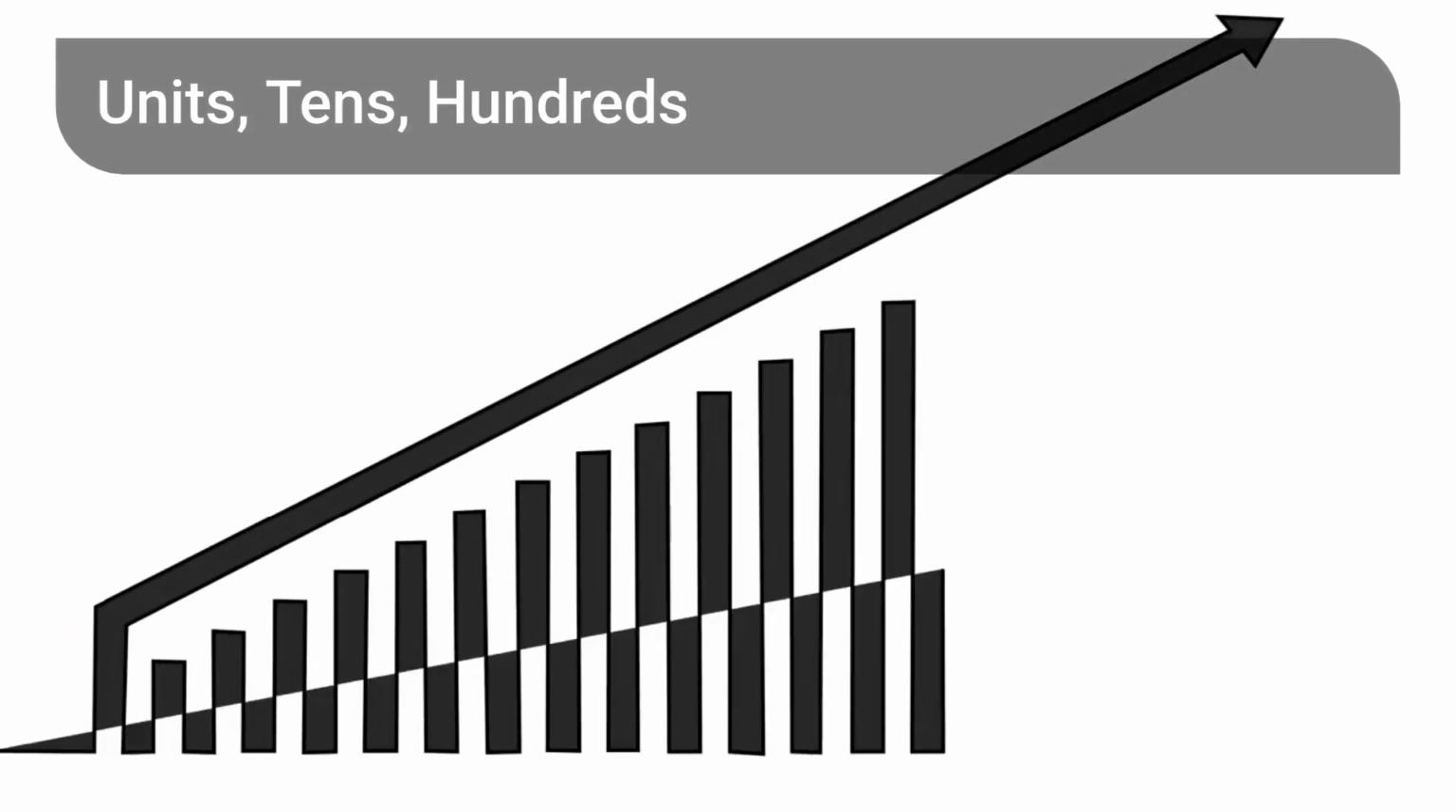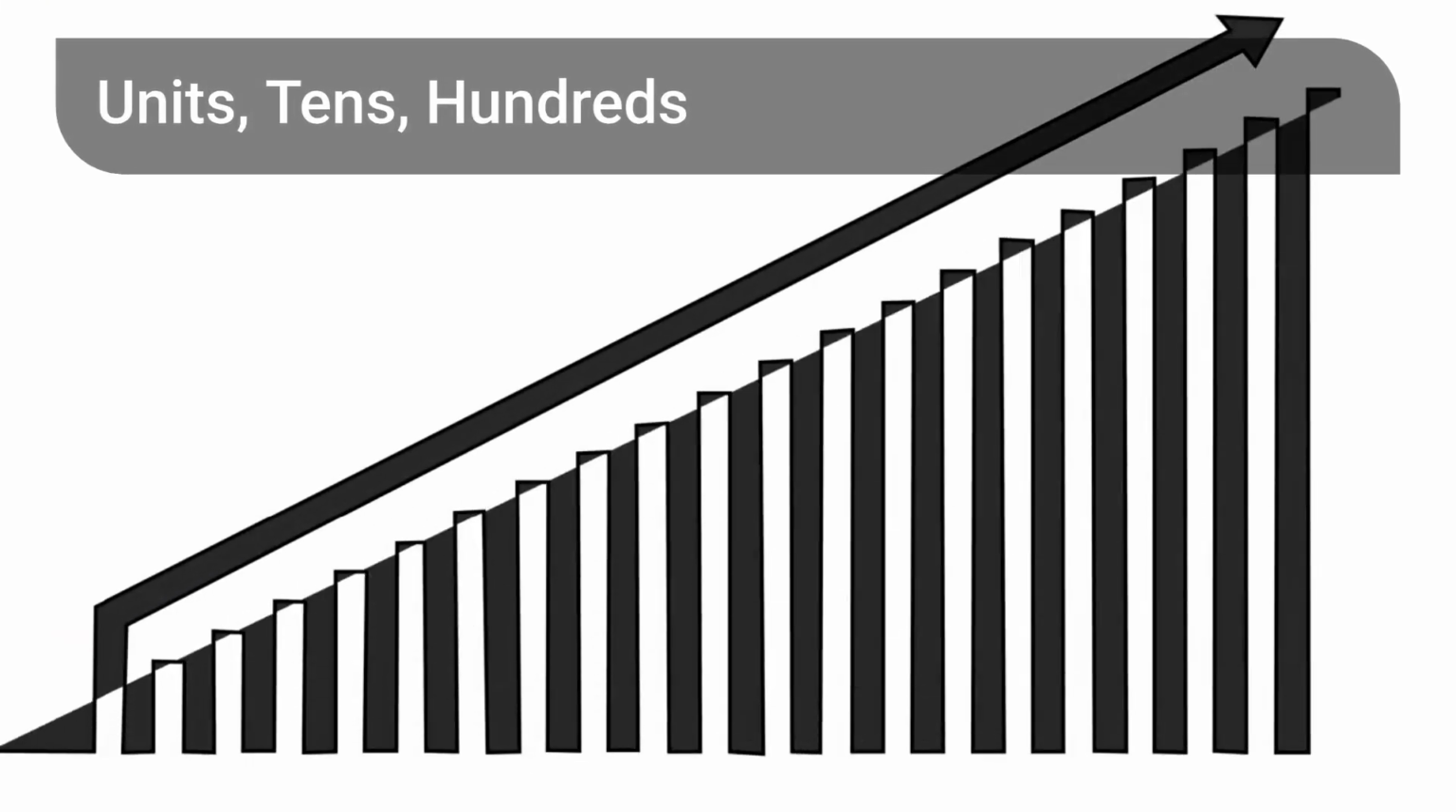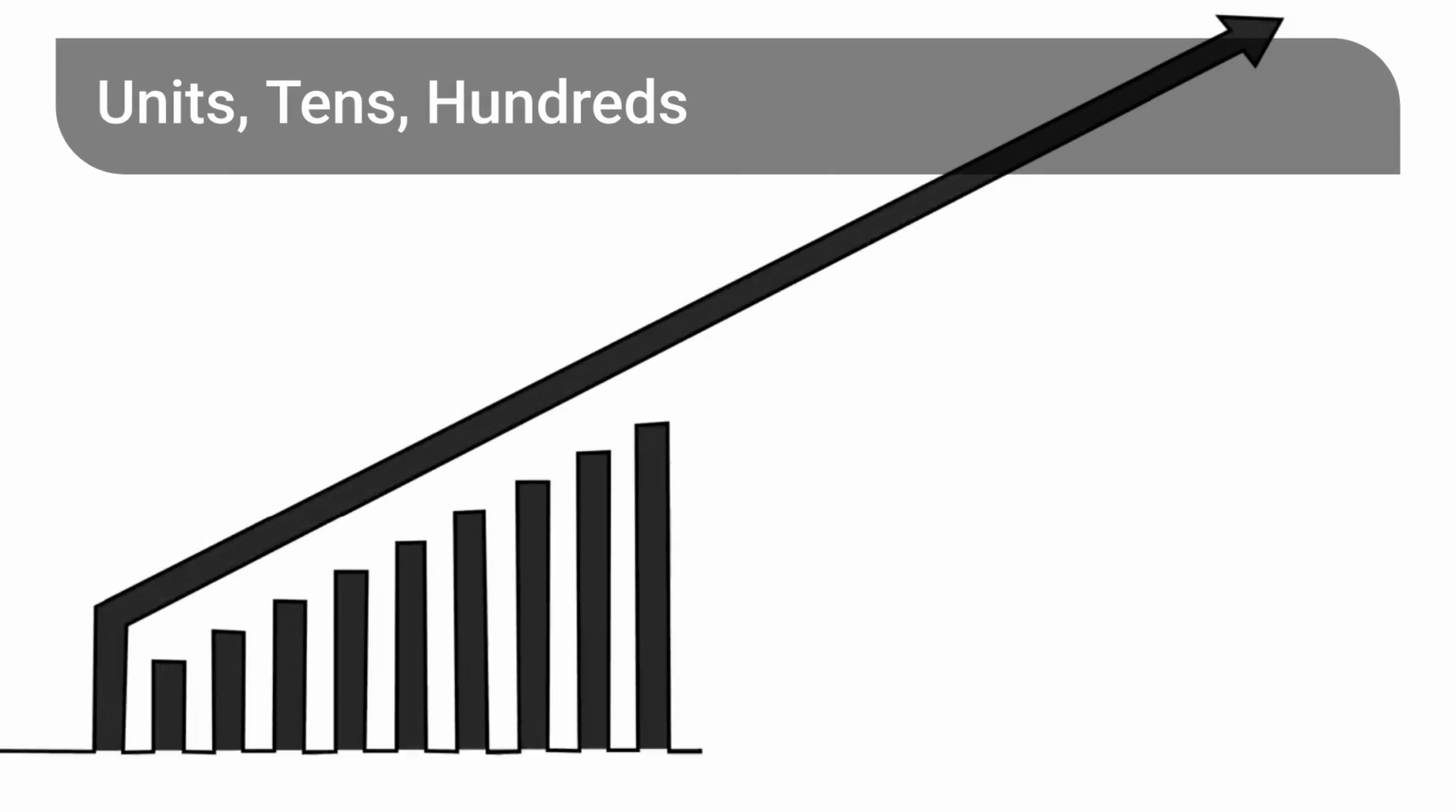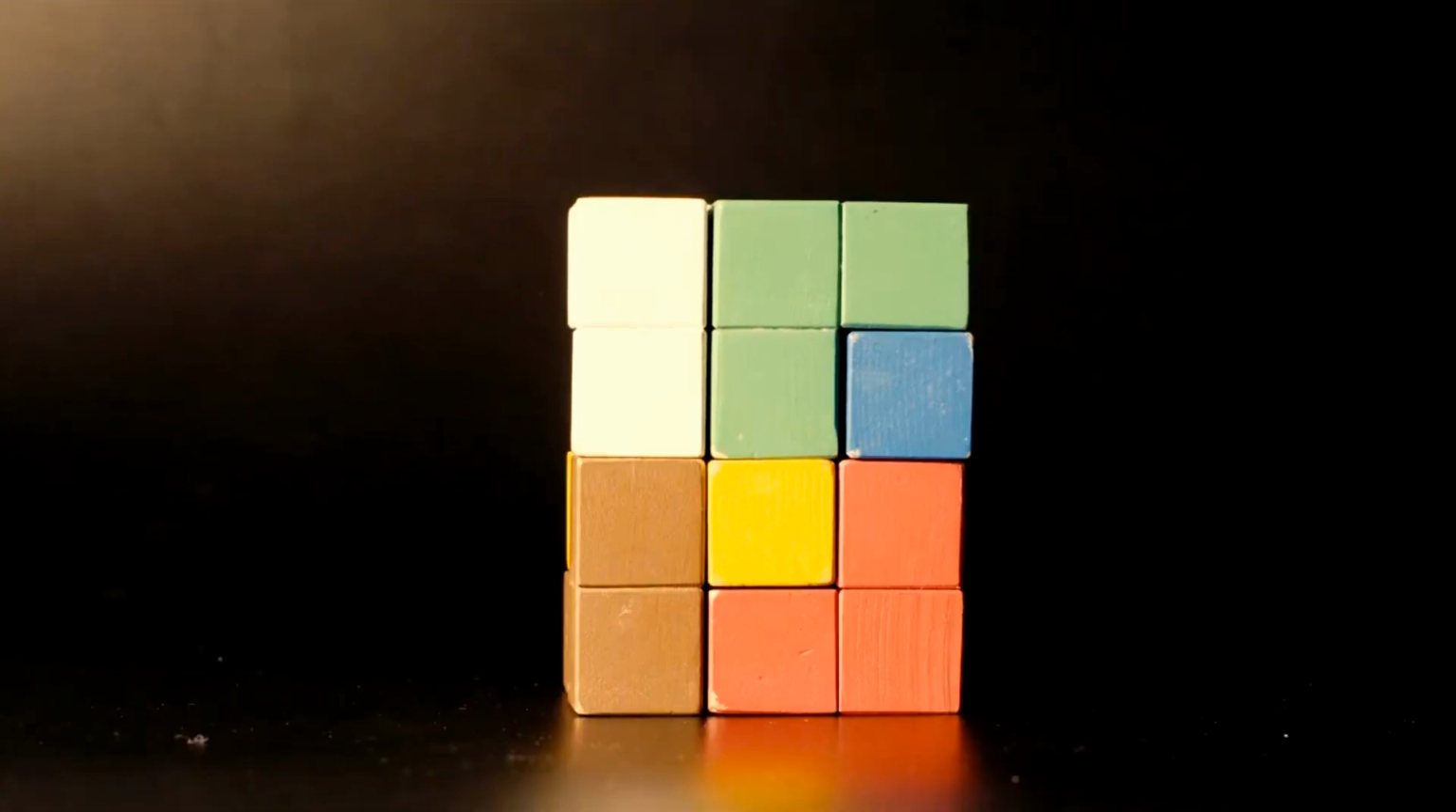Let's start with the basics: units, tens, and hundreds. These are the building blocks of understanding larger numbers. The units place, also known as the ones place, is the rightmost digit in a whole number. It represents individual items. For example, in the number 7, the 7 is in the units place, meaning 7 single items.